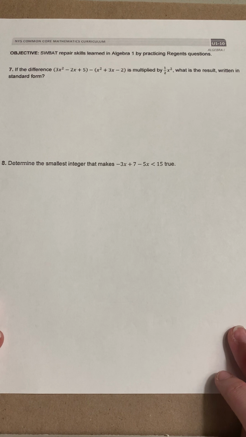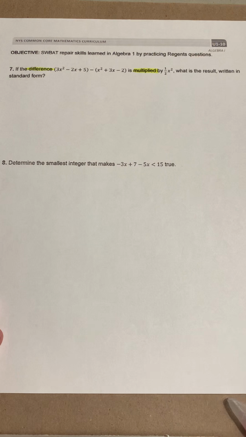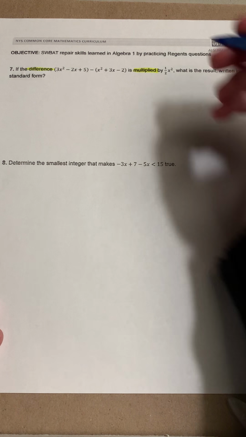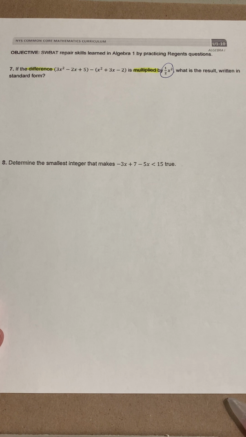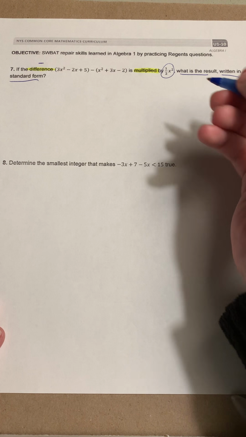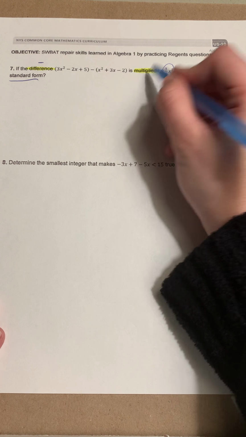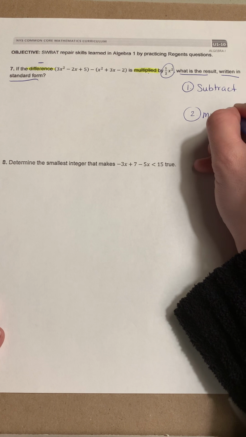Last 2 questions for this packet. If the difference 3x squared minus 2x plus 5, all in parentheses, minus x squared plus 3x minus 2, is multiplied, another keyword, by 1/2 x squared, what is the result written in standard form? So let's look at difference first. It says if the difference means to subtract. So I'm going to write my 2 steps here. I'm going to have to subtract. And then it says multiplied over here. So then I'm eventually going to have to multiply.